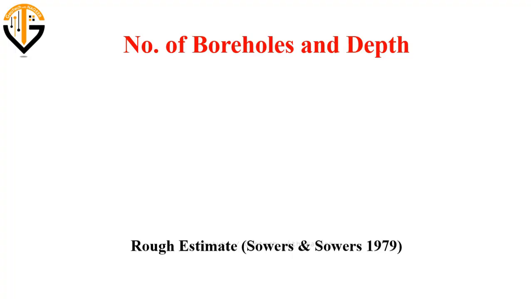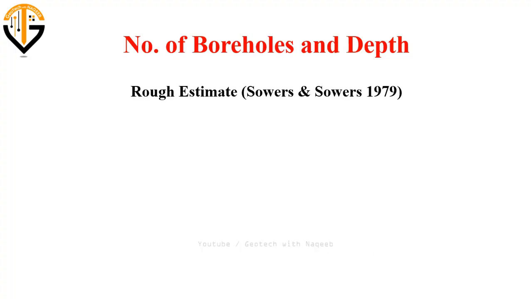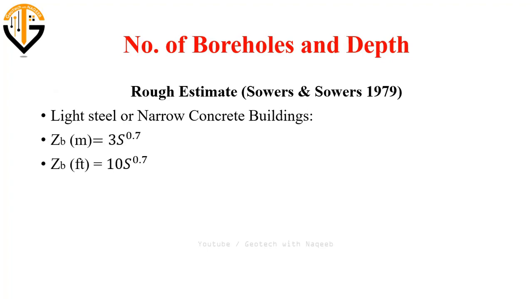So let's start. For a rough estimate using Sowers' equation for a light steel or narrow concrete building, you can use this equation to predict the depth of the borehole. Z_b, the depth of the borehole, equals 10 times S raised to the power 0.7, where S is the number of stories. Let's say if the number of stories is 2, you put the value of 2 here, and this equation will give the depth of the borehole in feet.